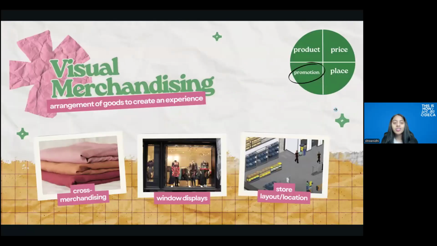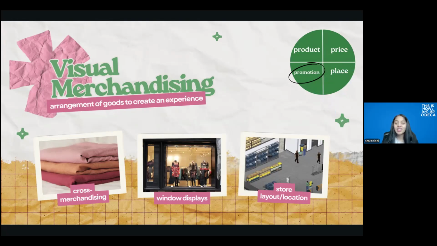Now, I want to move on to how to really optimize the in-store experience to really emphasize those aesthetics and earn more sales. We can do this through visual merchandising. Visual merchandising is essentially the strategic arrangement of goods to create an overall experience in your store, and it also deals with creating a positive ambiance that really takes in the five senses to create an immersive experience for your customers. This really falls into the promotion aspect of the four P's of marketing.